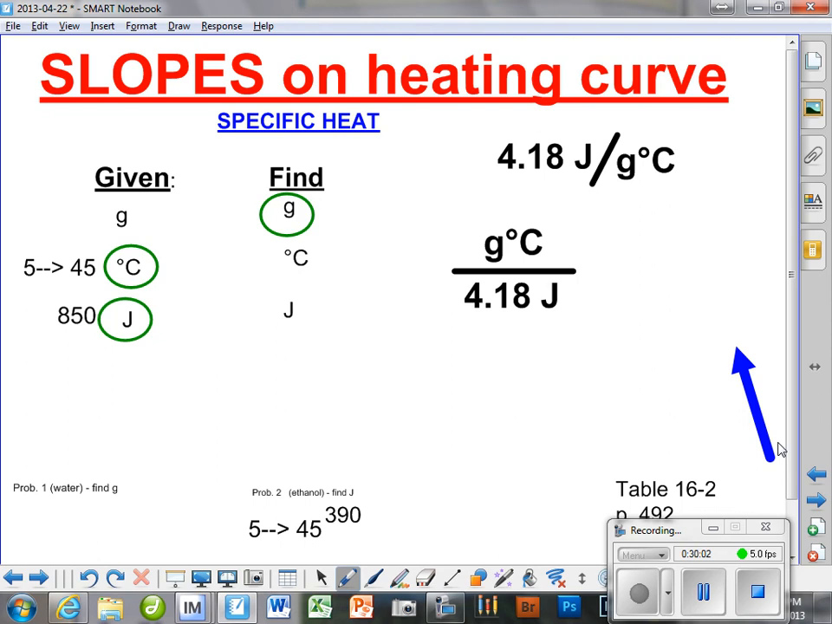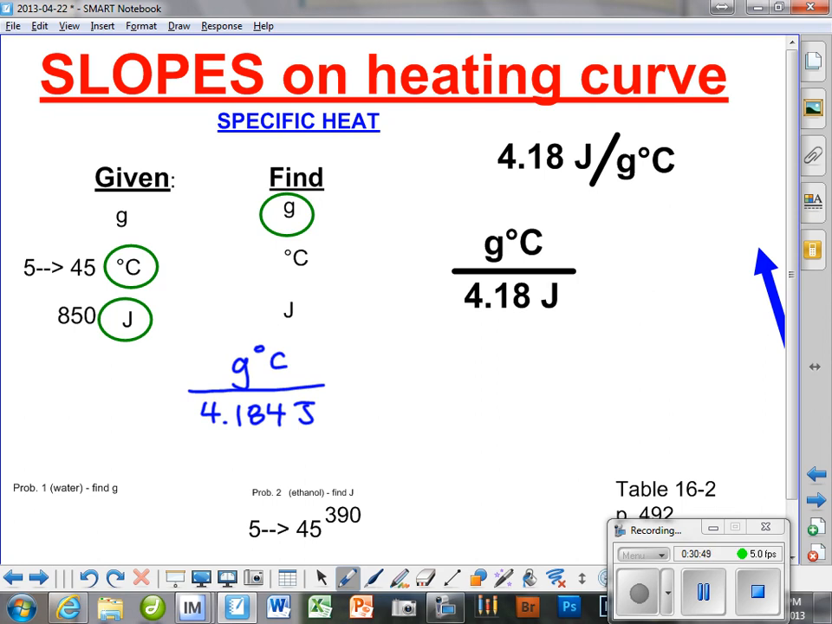My first fraction. What was the first fraction in the last one? Grams Celsius over 850. No. The first fraction is the specific heat. Now you properly turn this upside down, and that becomes our first fraction. So on the bottom, you got 4.184 joules.